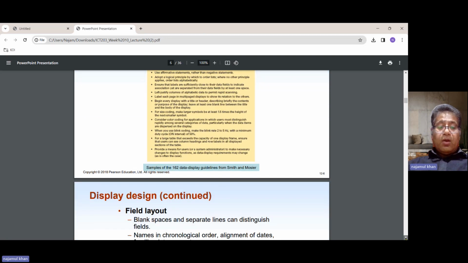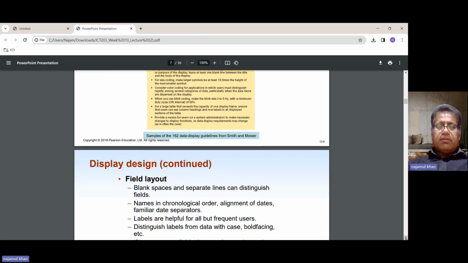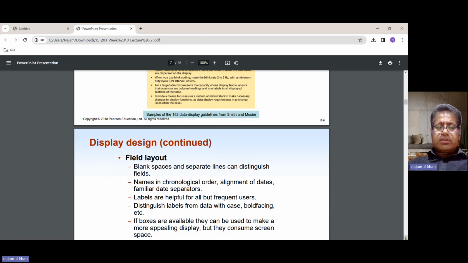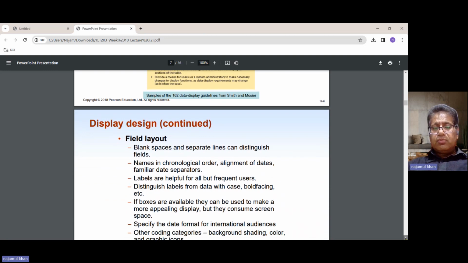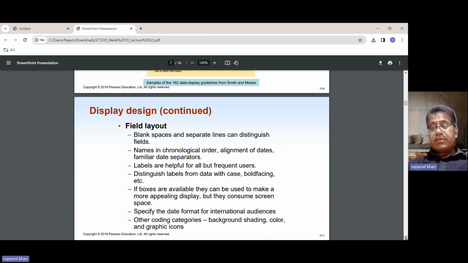Okay, some more information, guys. We will not go into too much detail, but just about field layout, what it should look like, blank spaces, how they should be utilized, how the separate lines can distinguish fields, how the name should appear in chronological order, alignment of dates, familiar date separators, very good information. So specify the date format. So a lot of things, background shading, color, graphic icons.